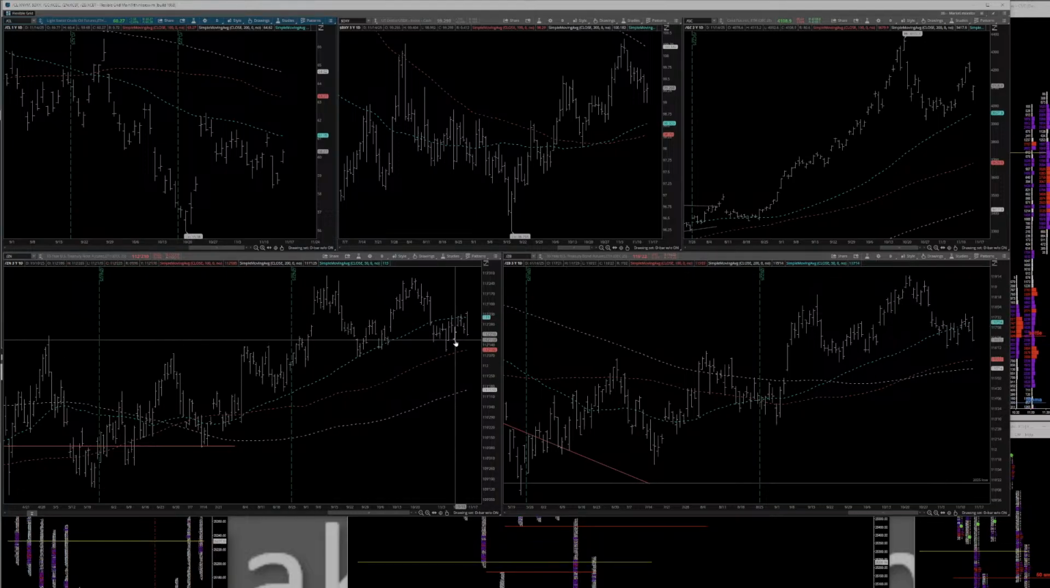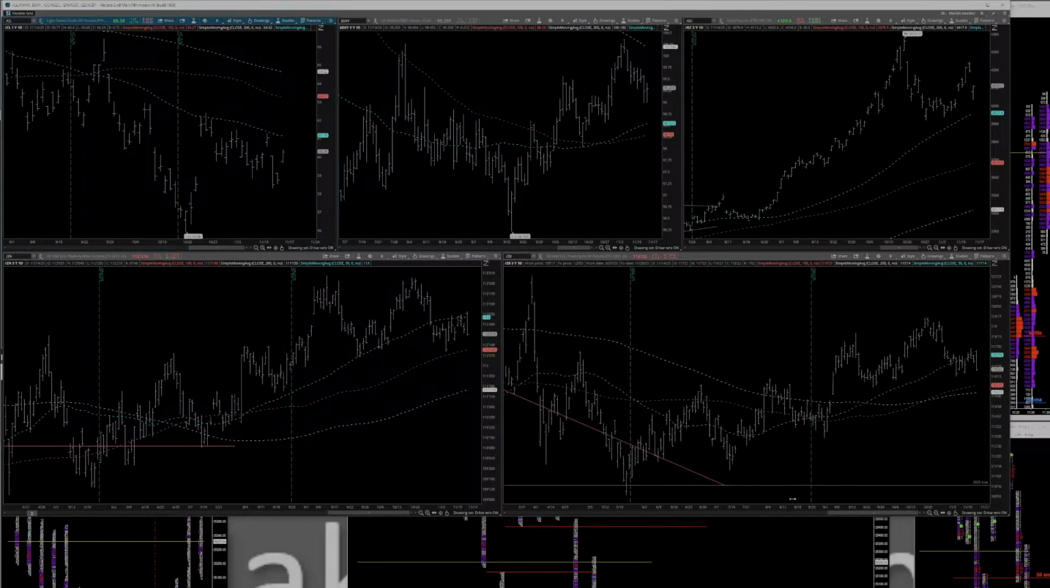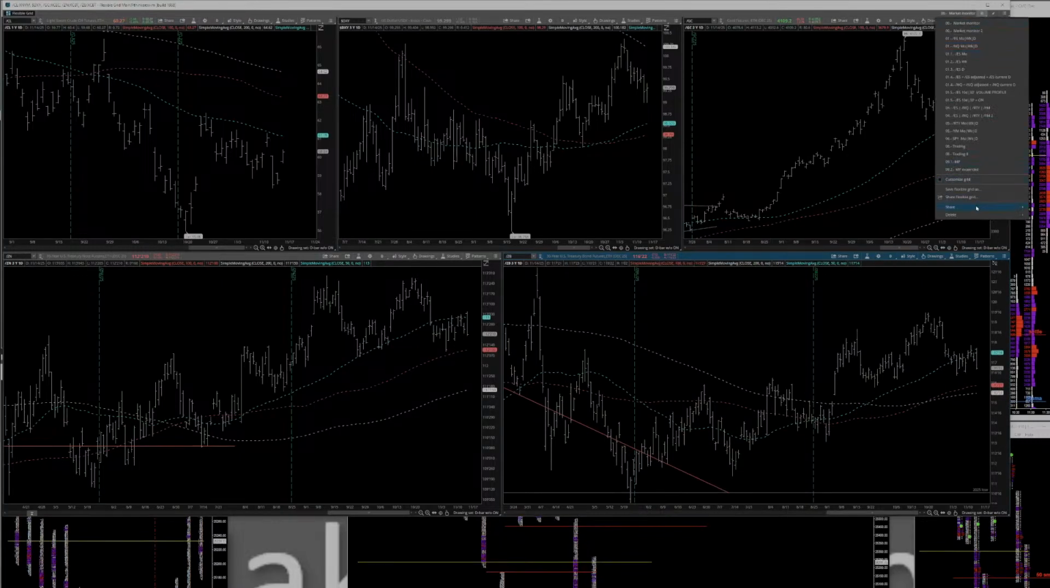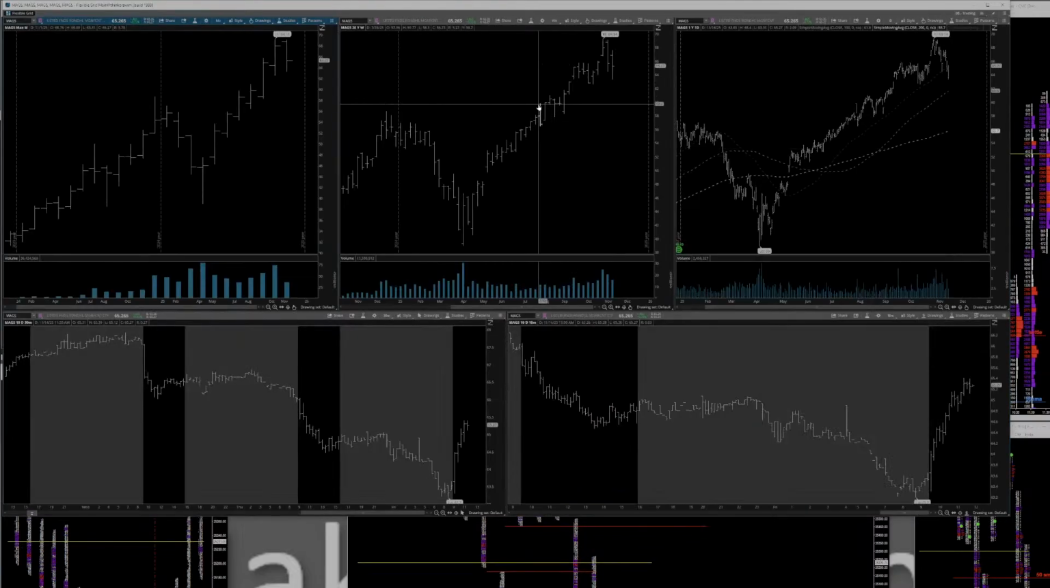Not a good thing. Again, you can put a trend line here. It's testing the lower side, selling from the bottom now. Selling from the lows. Let's check here.